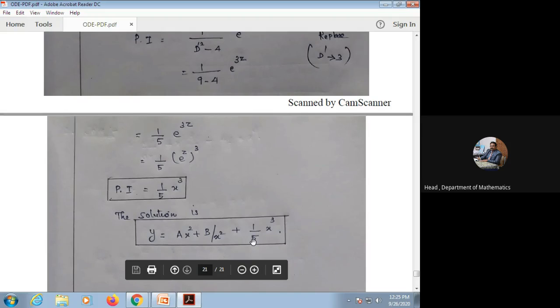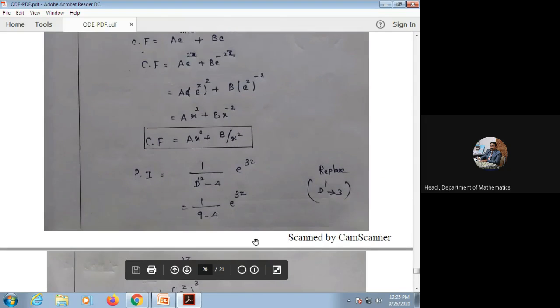That's all. Complementary plus particular. We are solving the ODE equation. Generally, we find the complementary and particular solution.